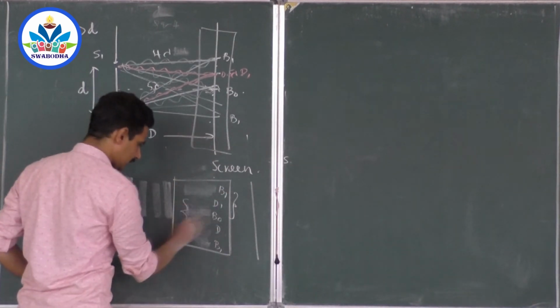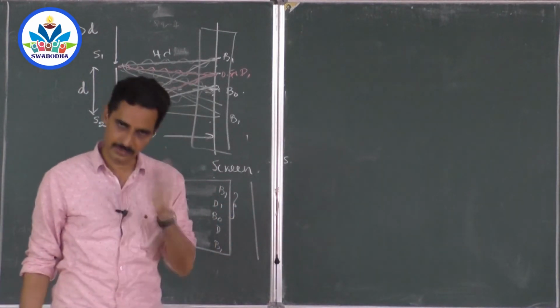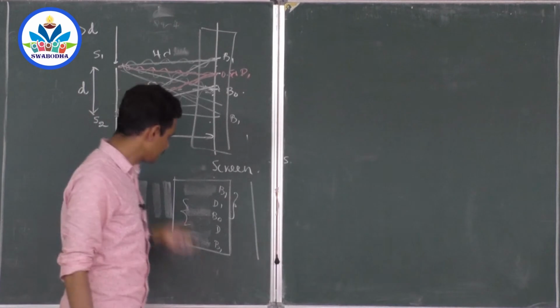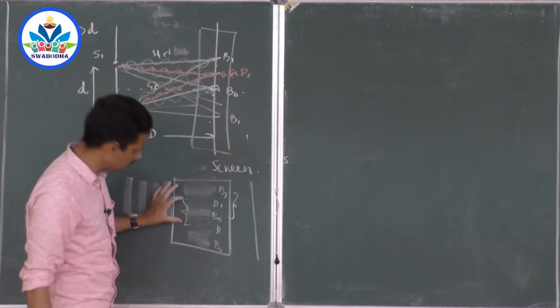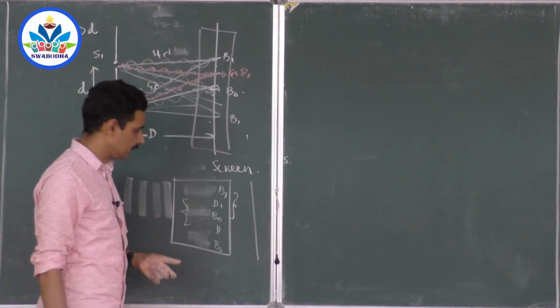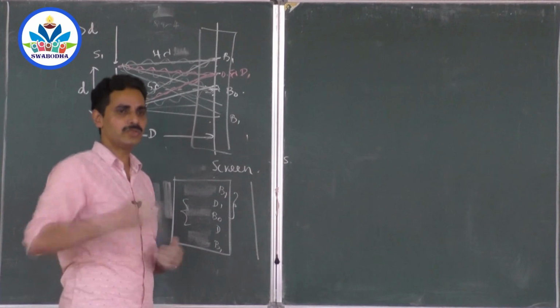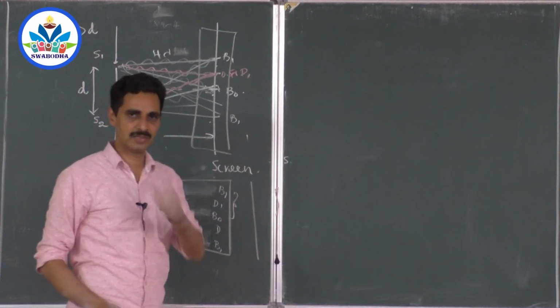Sir, what about two successive dark fringes? The distance between two successive dark fringes is also fringe width, because all the dark fringes are equally spaced. Say for example, the distance between two dark fringes is 2 millimeter. This distance is also 2 millimeter. So the distance between two successive bright fringes or two successive dark fringes is called fringe width.